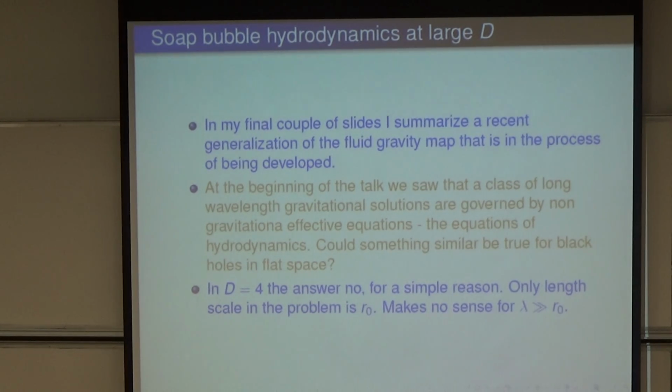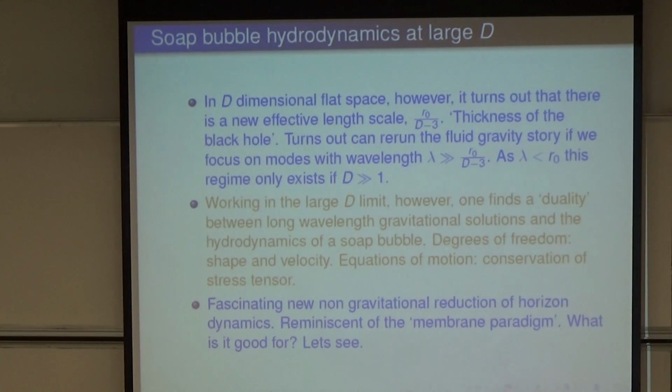As we've seen, the largest wavelength in the problem on a sphere of size r0 is r0. So the only way it can be large compared to r0 by d, but not larger than r0, is if d is very large. Okay? But in this limit, in the limit where the number of space-time dimensions is very large, you can develop a useful expansion of black hole dynamics.